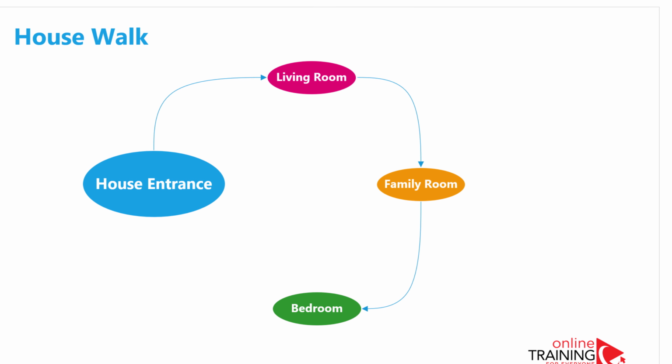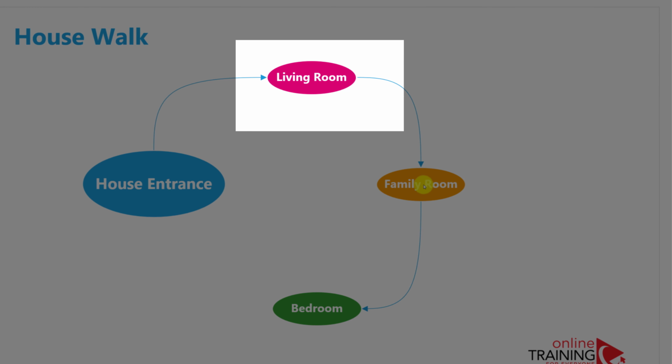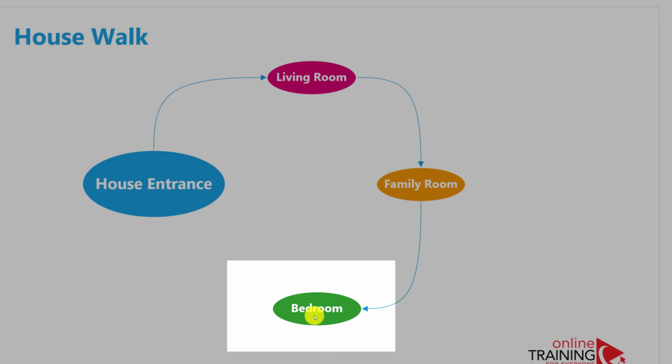One of the most popular techniques these people use is called house walk. And guess what? It looks precisely as a mind map diagram. This is how it works. Everybody lives somewhere, and wherever you live, you might have house entrance, living room, family room, or bedroom, or some variations of those. First, you build a path of how you're going to walk through the house. You enter through the entrance, then you go to the living room, then you go to the family room, and then you go to the bedroom.